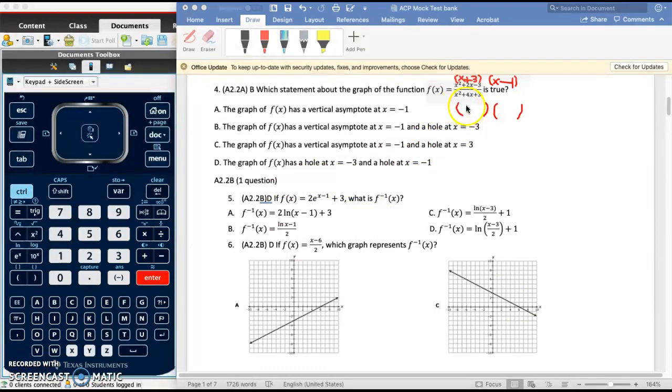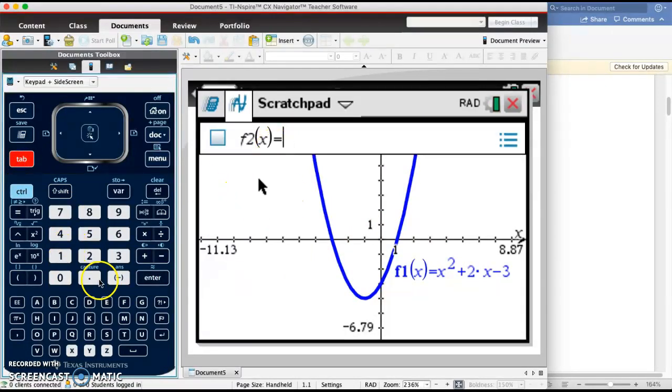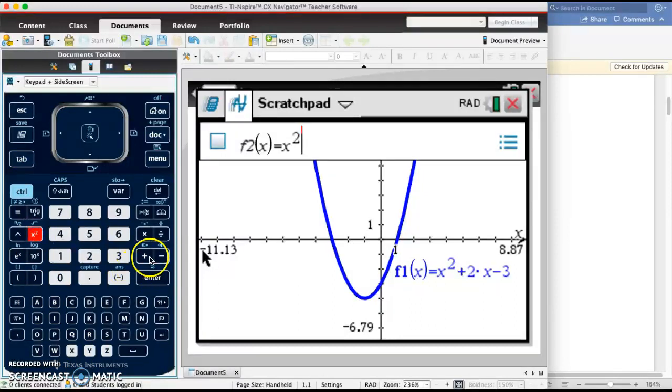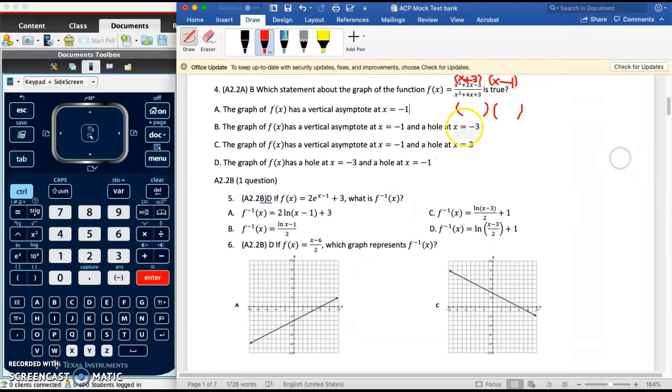All right, from here I am going to now do the bottom. I'm going to put this in, and from here I get x squared plus 4x plus 3. I press enter. I notice that it crosses at negative 1 and negative 3. So I go here.